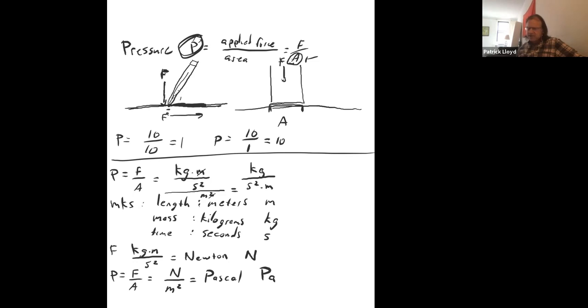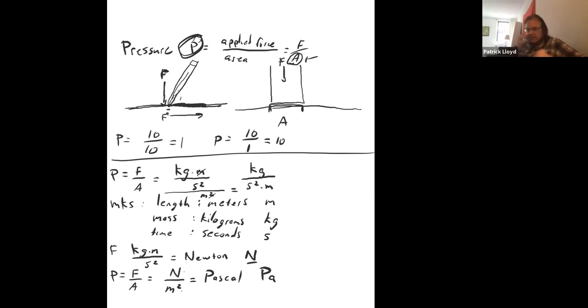Why is it not P? I'm trying to think. There's some unit that uses a P, Poisson maybe. I'm not sure which one it is. But in any case, it's Pascal, so it's Pa. So force units are in newtons. Pressure units are either newtons per meter squared or pascals.